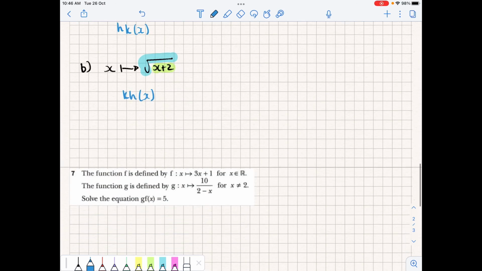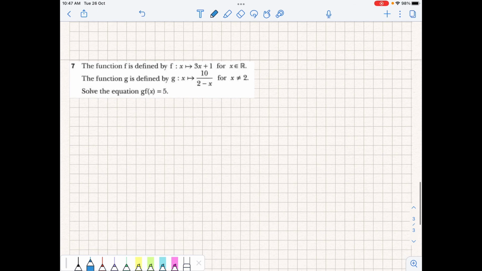Right, another type of question that can come along is we are given two functions, and then we're asked to solve when the composite function is equal to something. So in this case, we're asked to solve the equation g f of x equal to 5. Now the first thing we need to do is create the composite function in order to solve. So if we look at this, we want g f of x. So that means we want to apply f first and then g.